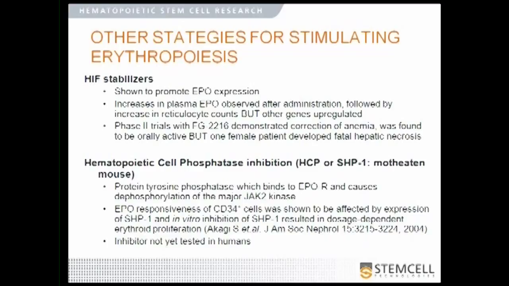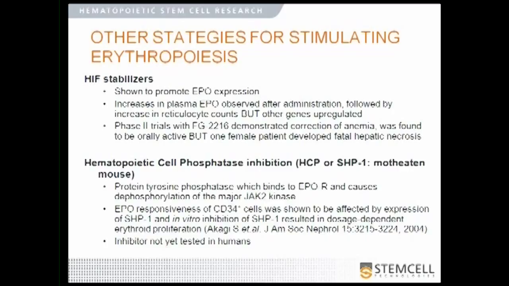Other strategies that have been investigated as alternatives in the stimulation of erythropoiesis that are not based on stimulation through the EPO receptor are HIF stabilizers, which affect EPO production, and inhibition of the hematopoietic cell phosphatase downstream of the EPO receptor. With regards to HIF stabilizers, the idea is that by stabilizing hypoxia-inducible transcription factors, one promotes more EPO expression and ultimately more erythropoiesis. Although this works quite well, and in vivo testing resulted in observable increases in plasma EPO, it is uncertain what other genes would be upregulated, as HIFs are upstream of many genes.